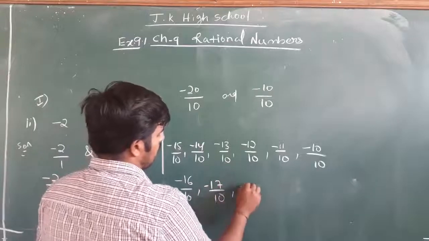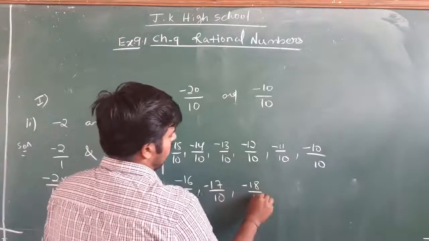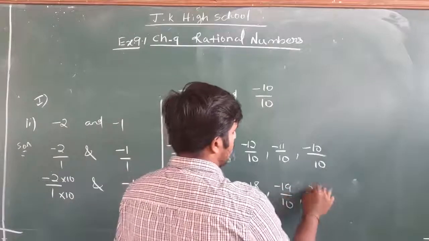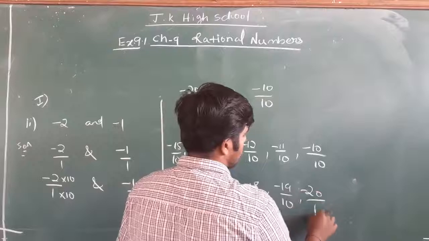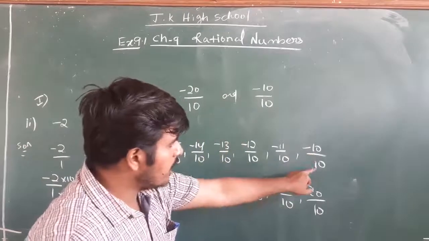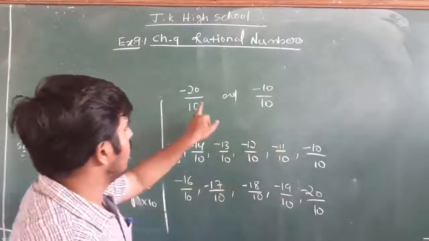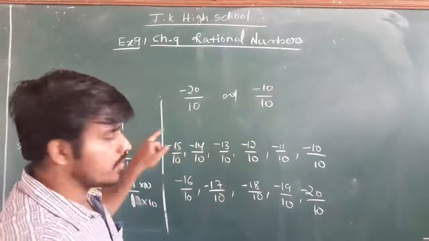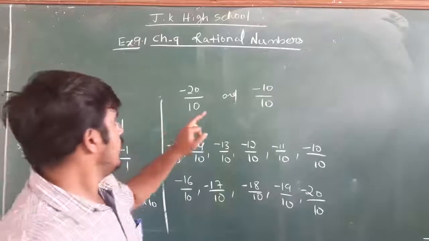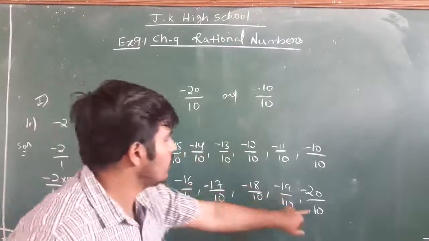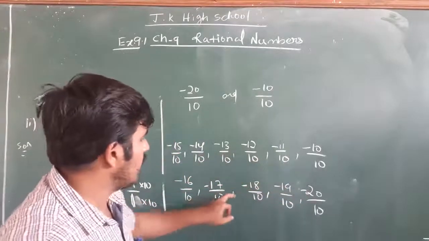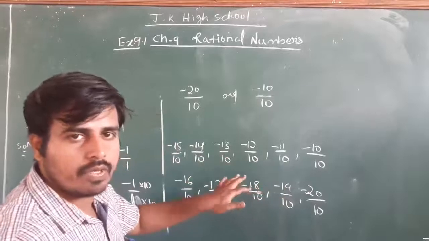minus 18 by 10, minus 19 by 10. Last one is minus 20 by 10. You can't cross this because the numbers are between minus 10 by 10 and minus 20 by 10. Minus 10 by 10 is nothing but minus 1. Minus 20 by 10 means minus 2. In between minus 1 and minus 2, 1, 2, 3, 4, 5, 6, 7, 8, 9 numbers. You can find 9 numbers.